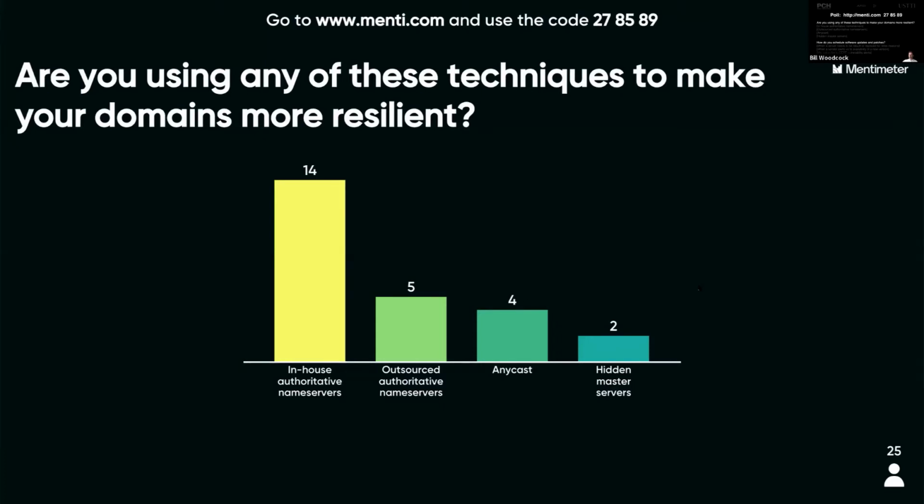So the point of a hidden master server is to have a master that the outsourced authoritative can pull zone data from, but which is not itself going to get attacked. If you're using an outsourced authoritative name server or service provider, you really want to look at setting up hidden masters that will greatly reduce your attack surface.